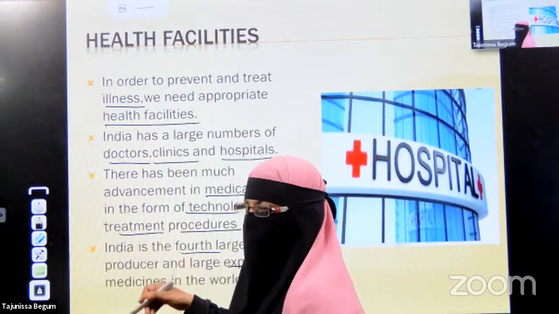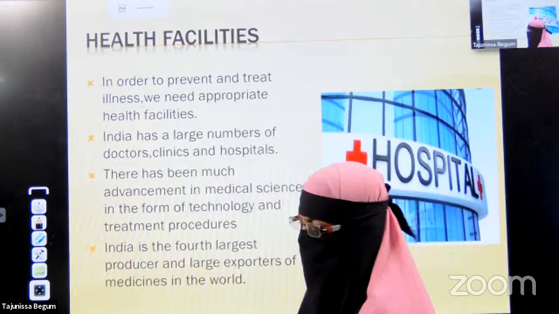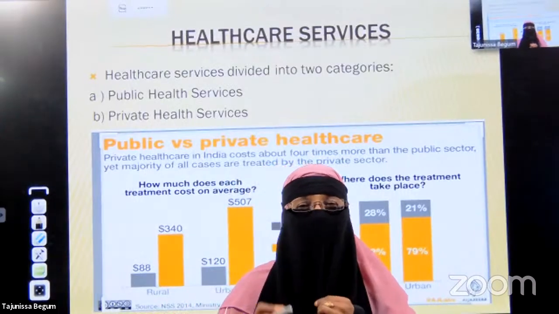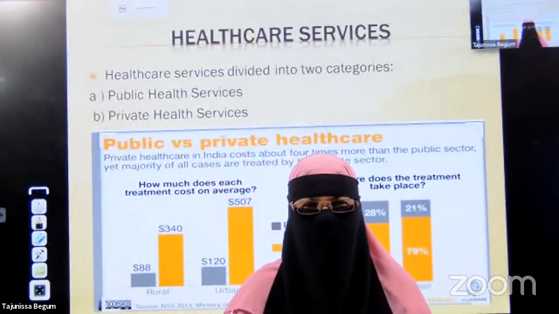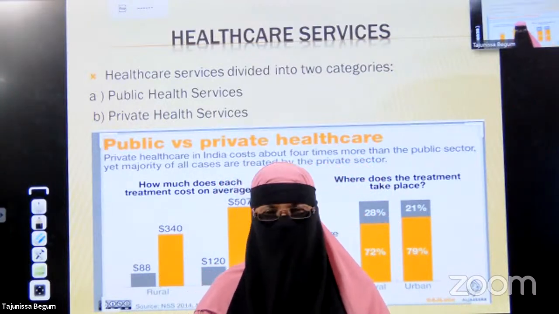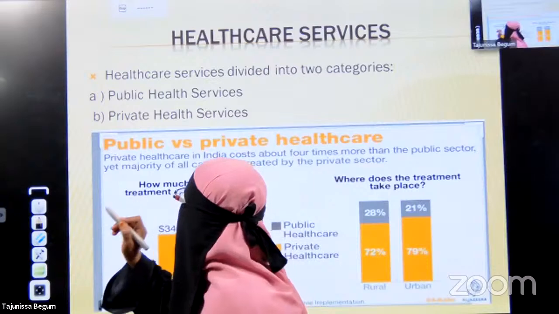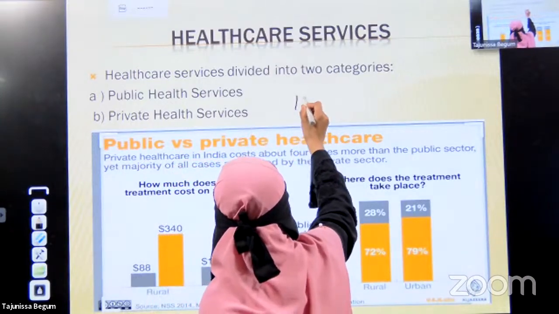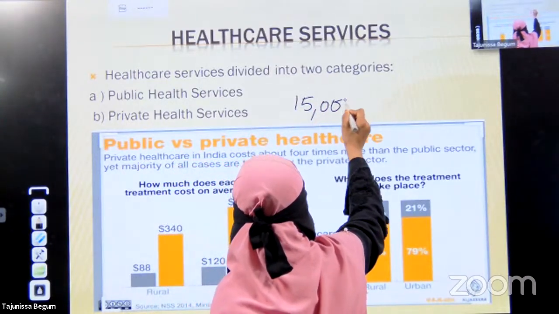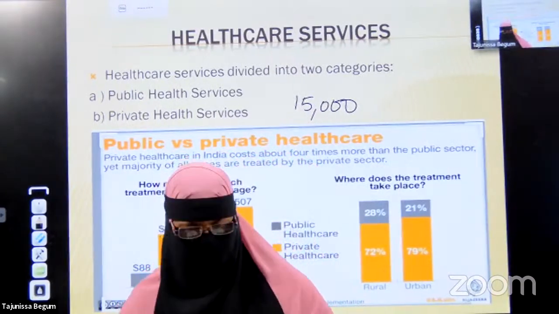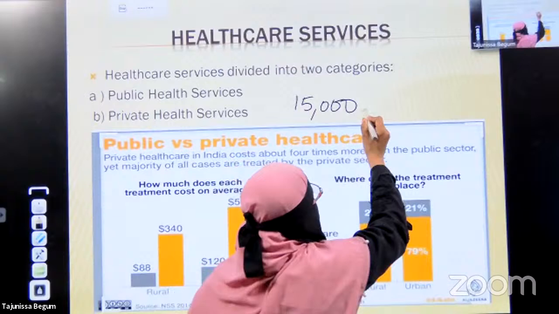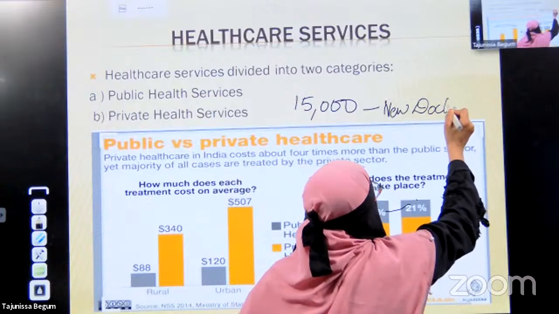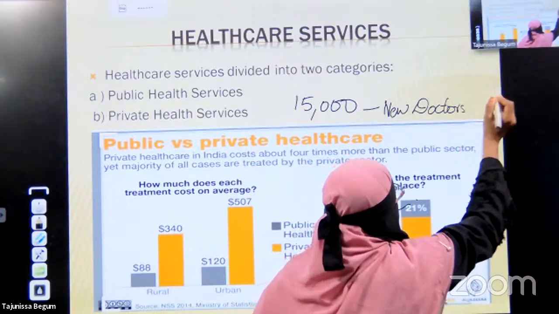And you all know that according to 2015, approximately 15,000 new doctors qualify every year. They are becoming doctors. Please make a note. How many doctors? 15,000 new doctors are being qualified every year.